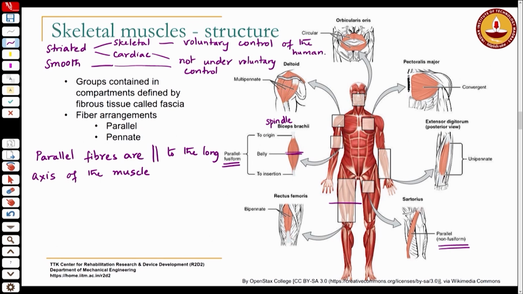Okay, so these are the muscles. I decide how my hand moves. I can control my skeletal muscles. I decide how I move. So, in these groups of muscles, now we are talking about individual muscles.